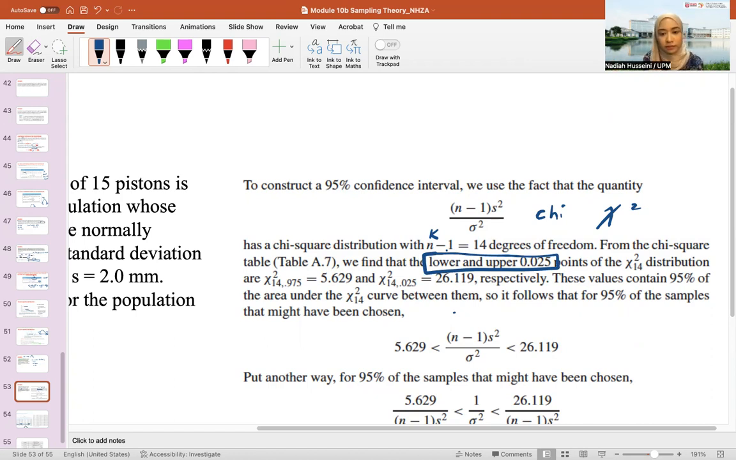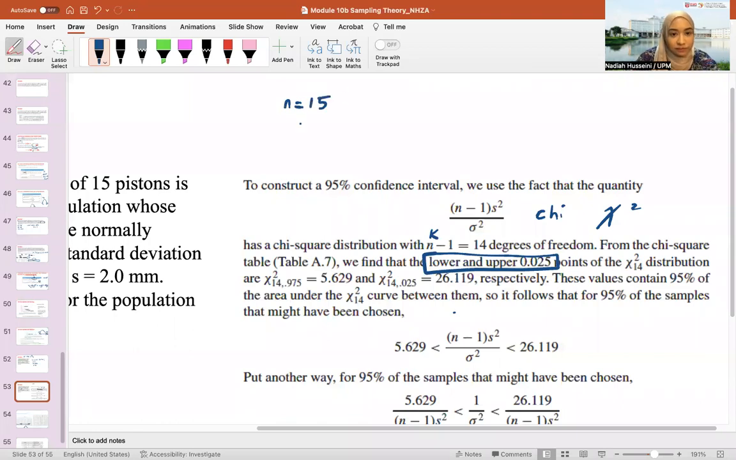Let's try to make sense of things. If I give you the solution and you don't understand how to read it, there's no use, right? So why are we looking at the lower and upper 0.025? Anyone? Just try to guess. No one? Is this too hard?